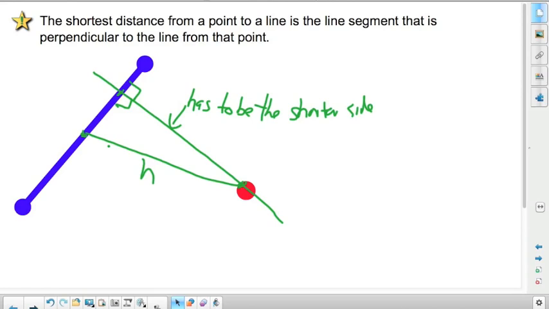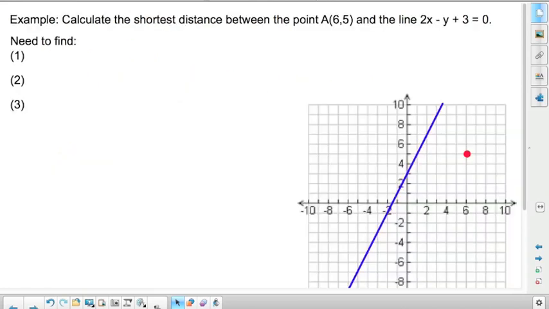Let's have an example for that. I think this was the example that was on your sheet. Okay? So here we have a point, A, (6, 5). And there's our line. So this one is 2x minus y plus 3. So how can we calculate the shortest distance?